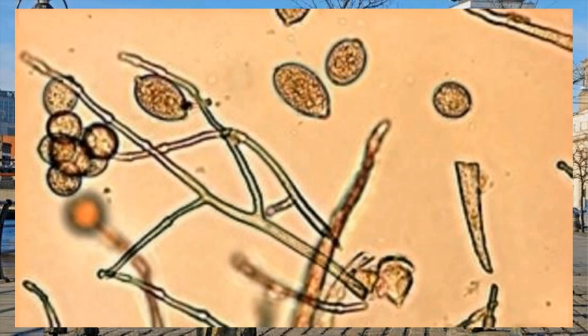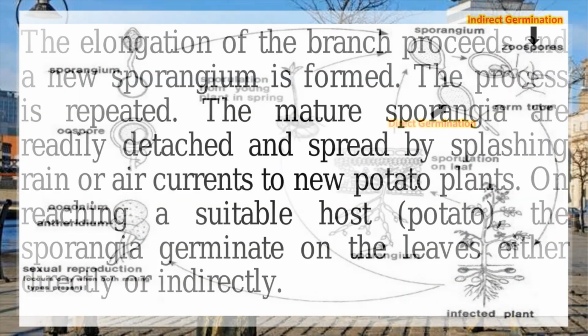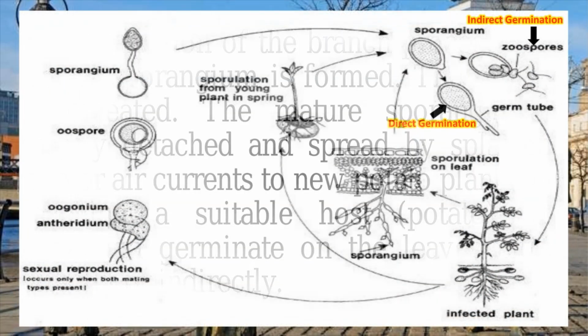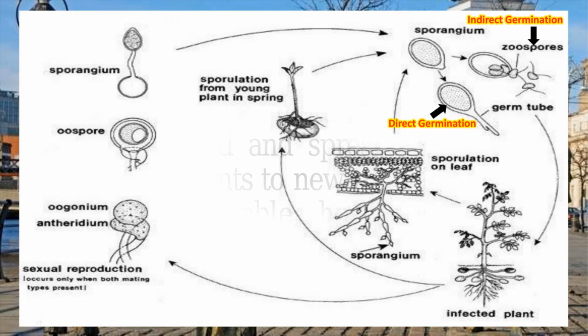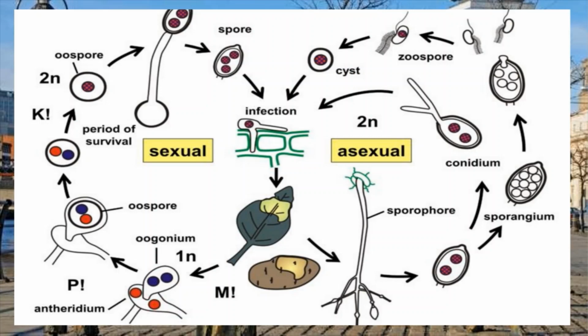This is the life cycle of Phytophthora infestans. You have the asexual cycle on the right hand side, and the sexual cycle on the left hand side, both of which have already been explained to you. This is only to remind you about the life cycle.